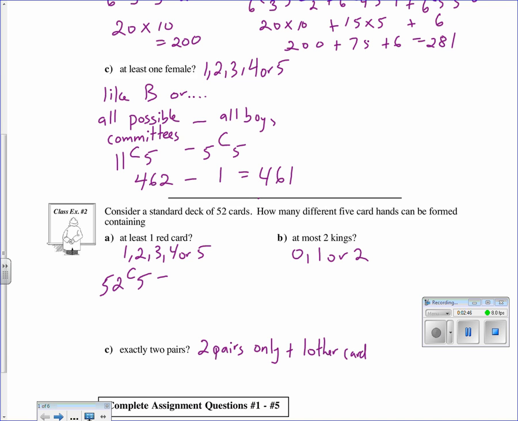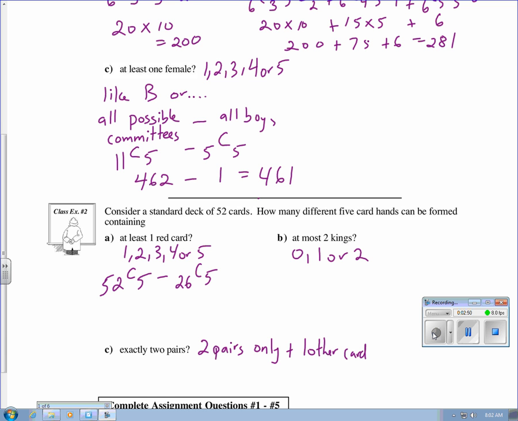And then I want to subtract cards that are black. So 52 choose 5. That's all the possible hands. And then subtract hands off that contain all black cards. 26 choose 5. We'll do those numbers in a minute. Now I'm looking at the next one for at most 2 kings. Well, I'm going to solve it in the same way that I did B, and that's in the OR situation.